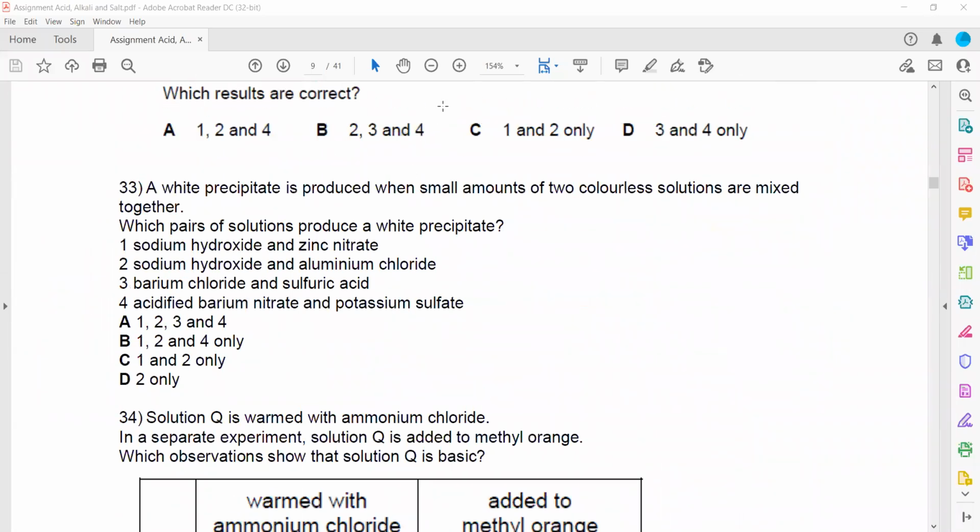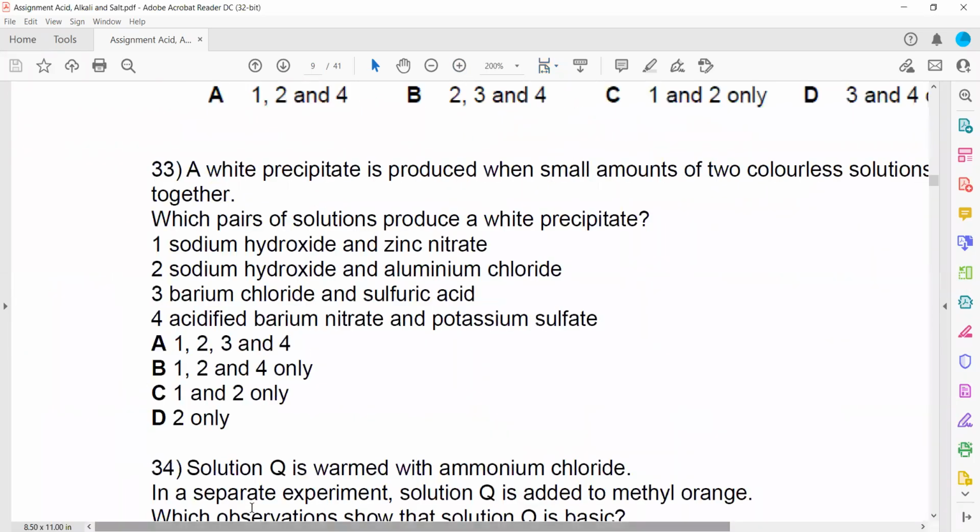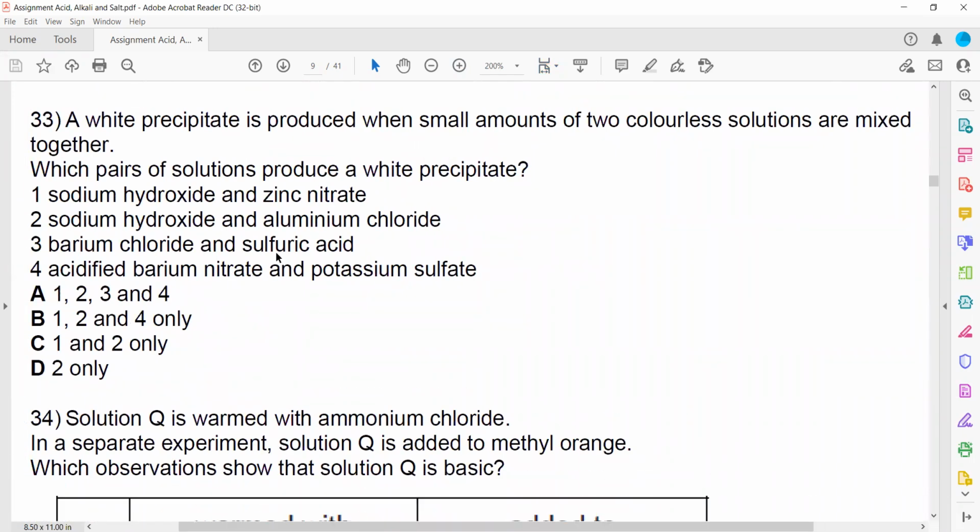Then question 33. A white precipitate is produced when a small amount of two colorless solutions are mixed. Which pair of solutions produces a white precipitate? Sodium hydroxide reacting with zinc nitrate. You basically have to learn the tests for the ions, so you can answer accordingly. When sodium hydroxide reacts with zinc salt, it gives a white precipitate. When sodium hydroxide reacts with aluminium salt, it also gives a white precipitate.